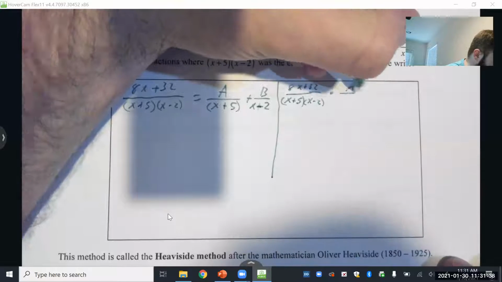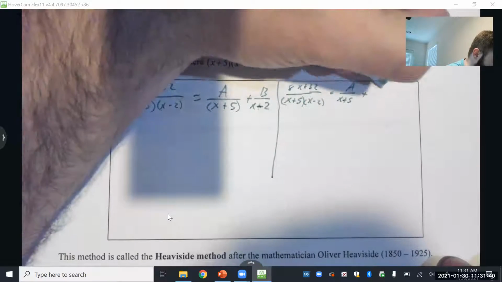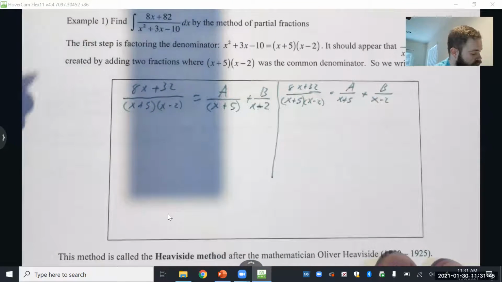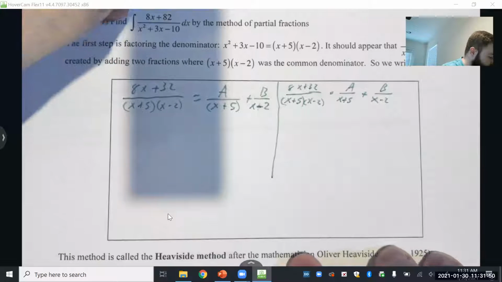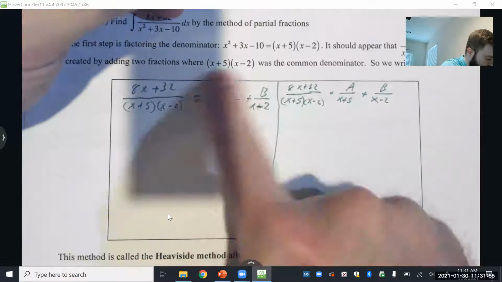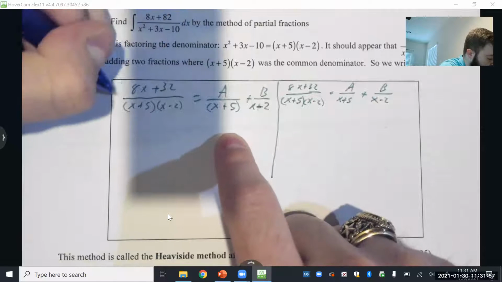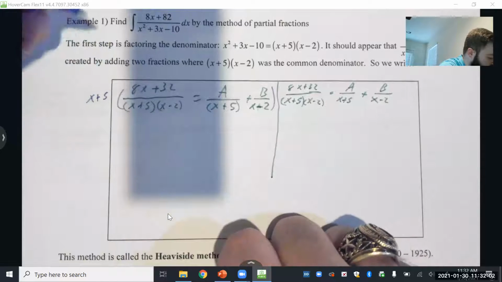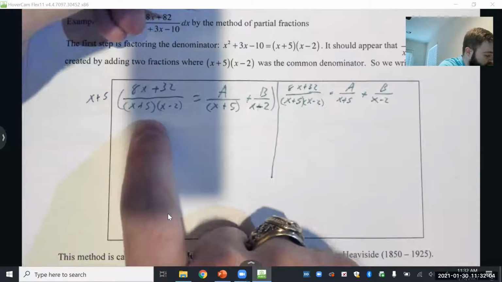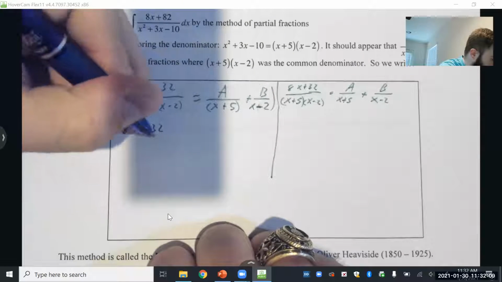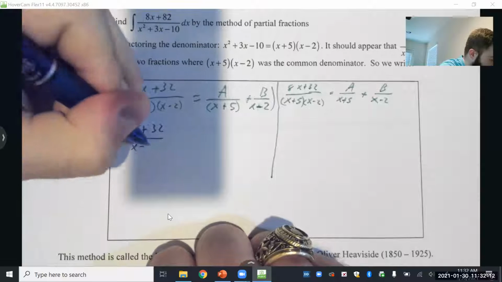Again, that's capital A over x plus 5 plus capital B over x minus 2. So, first thing we're going to do now is on this one, I'm going to multiply everything by the x plus 5. When I multiply everything by the x plus 5, the x plus 5's cancel here, and we're just left with 8x plus 82 over x minus 2.